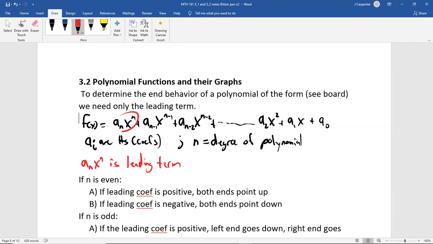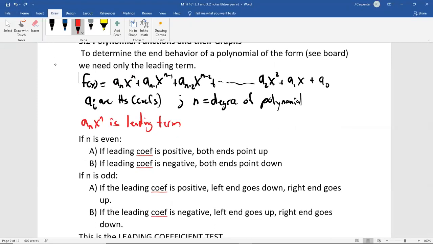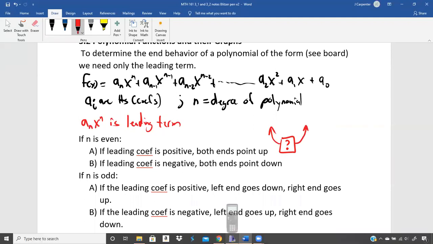But again, all we're doing is looking at this term for the leading coefficient test. If your n, in other words, if the biggest exponent is even, you're under one of two cases. So this is an if this then that kind of thing. If your biggest exponent is even and the leading coefficient is positive, both ends point up. So in other words, we have no idea what happens in the middle of the function, but we know the far left and the far right are going to point up.